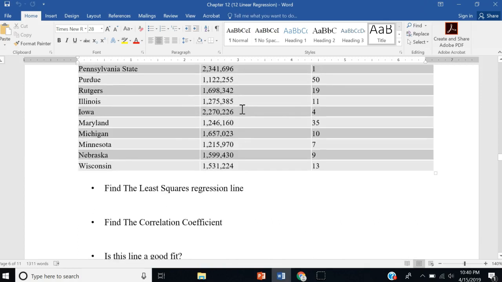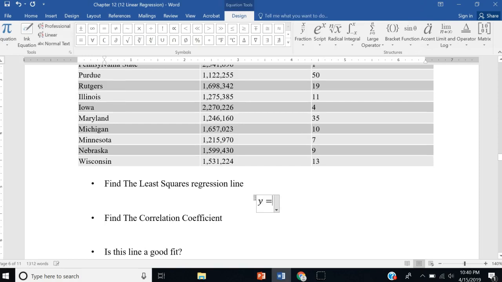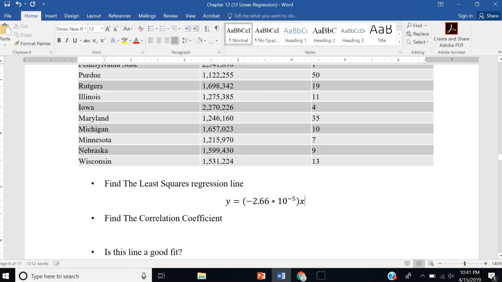So the least squares regression line would be y equals. Now it gets a little bit tricky here because my coefficient on the x is actually a negative 2.66 times 10 to the negative fifth. So it's in scientific notation, that coefficient on the x. I'm going to put that in parentheses just so that we know that that whole number is the coefficient on the x. And then my b, my y-intercept, is 61.87.